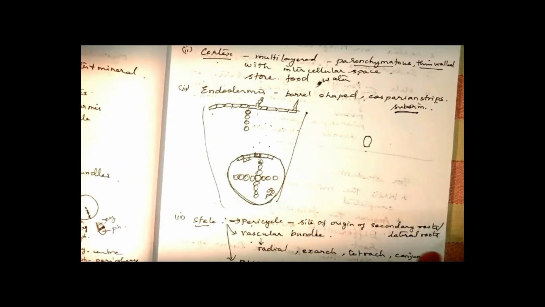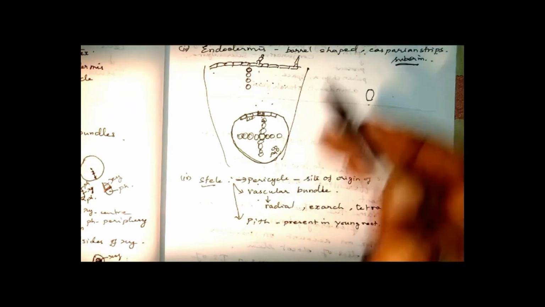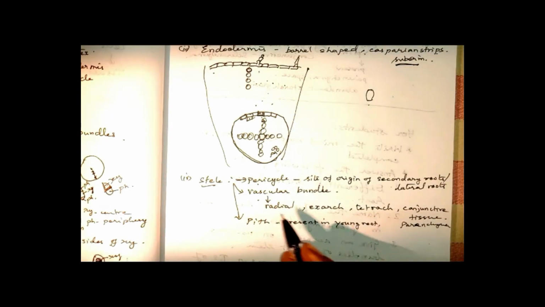Pericycle is the next layer inner to the endodermis. So it is a continuous layer. Secondary roots arise from the pericycle layer. Inner to the pericycle layer is vascular bundle. So vascular bundle in the dicot root will be radial.